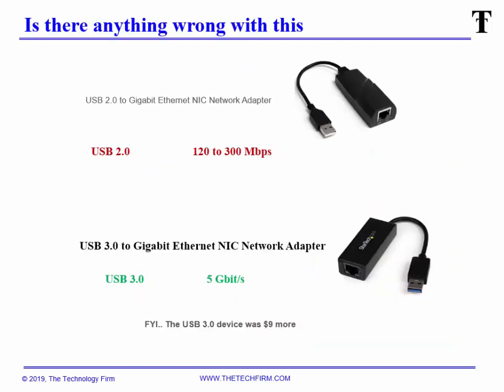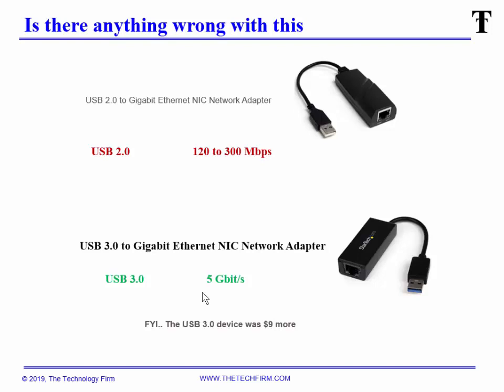And here's an example. We have a gigabit Ethernet NIC. It's an adapter, so it's USB to Ethernet, and they're both gig adapters. One was about $5 cheaper than the other. And why was it cheaper? Well, take a look: USB 2.0, that's why. That interface goes from 120 to 300 megabits, whereas a USB 3 would go up to 5 gigabits per second. In some cases, it's probably more.